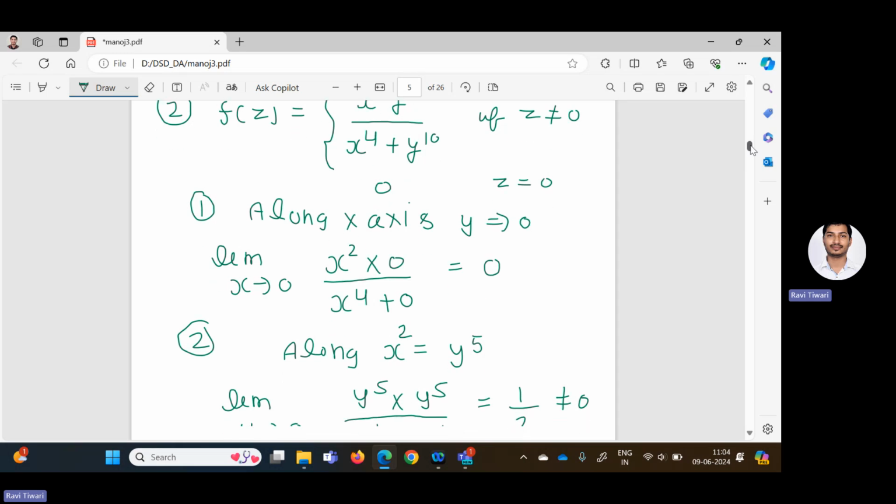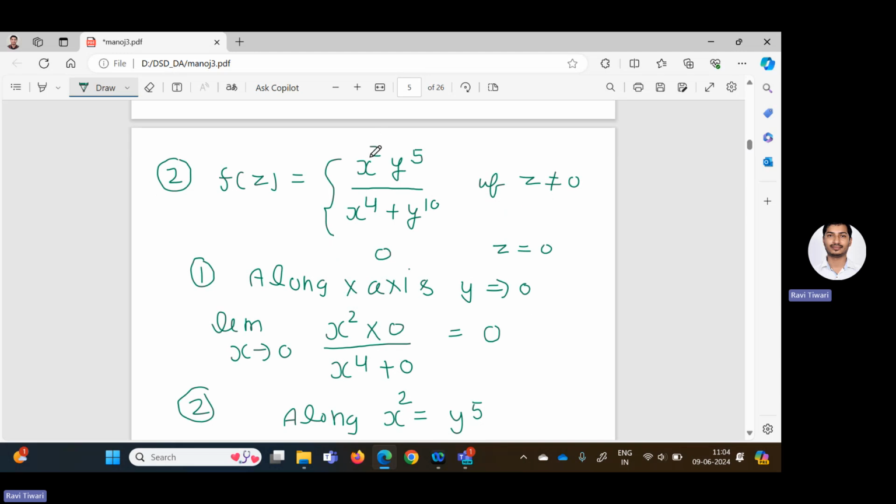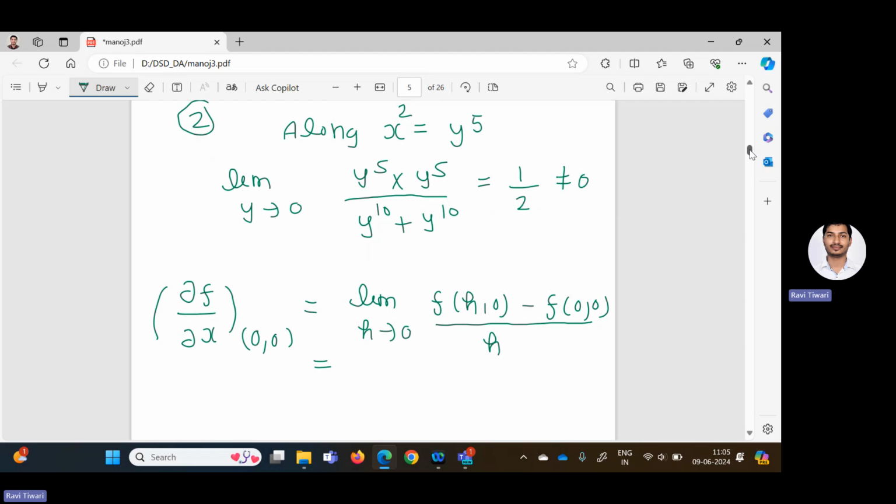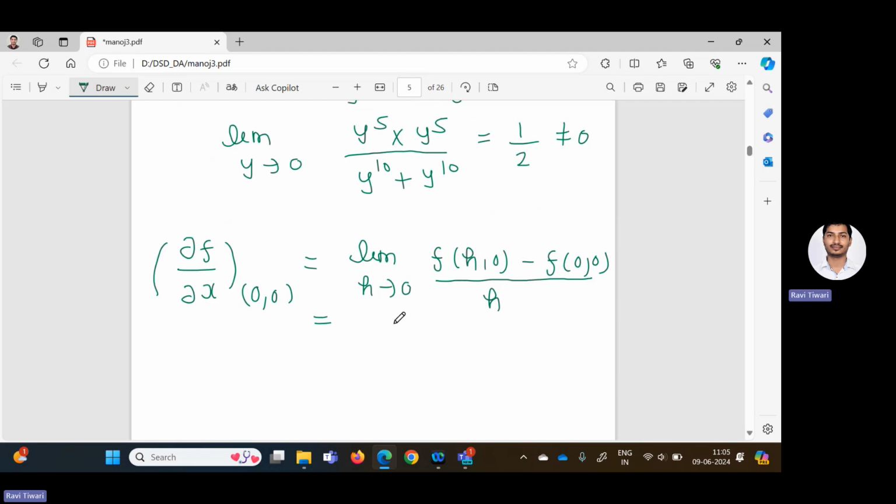Now if I calculate f(h, 0), that means x component h and y component 0, so z equals 0, and the value of the function is given as 0. So we calculate the limit as h tends to 0: f(h, 0) is 0, minus f(0, 0) is also 0, divided by h. And this is 0, not 0 by 0, because the numerator is exactly 0.